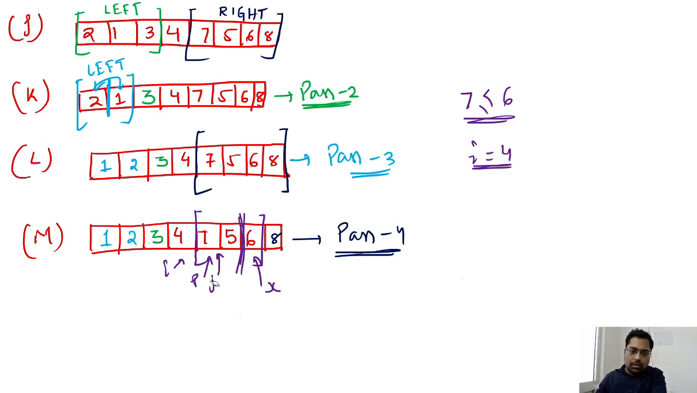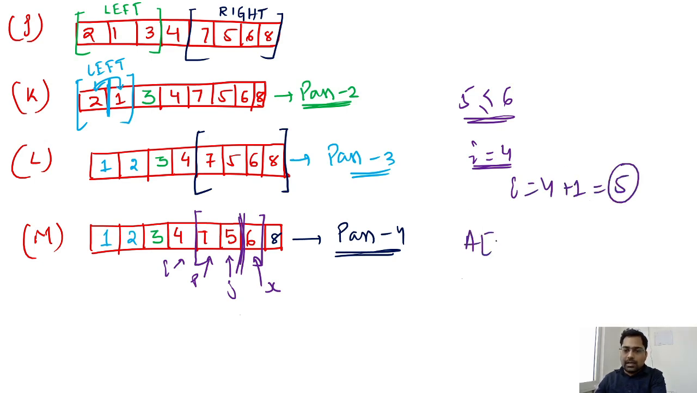So now the J is pointing to this location. Now 5, whether 5 is less than equal to 6 or not. Yes, we found it is less than 6. If less than 6, so I value will be incremented with 1. Now I value become 5. So we will exchange 5 with the J value which is 6.